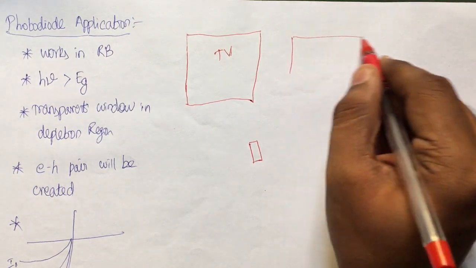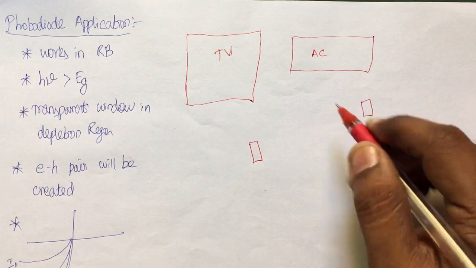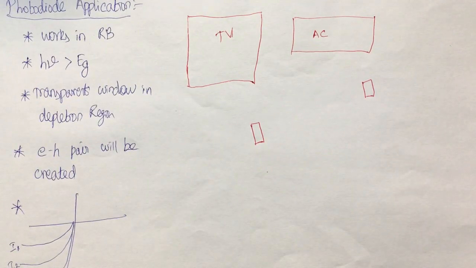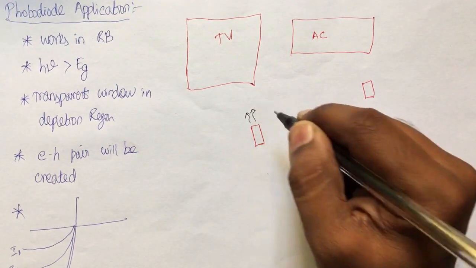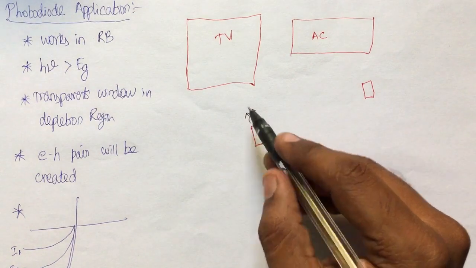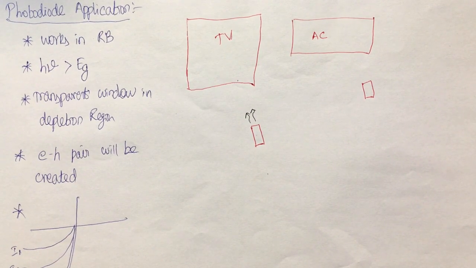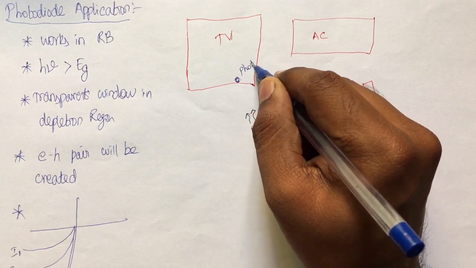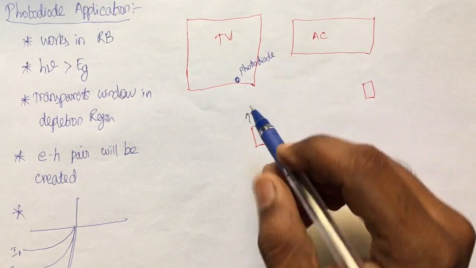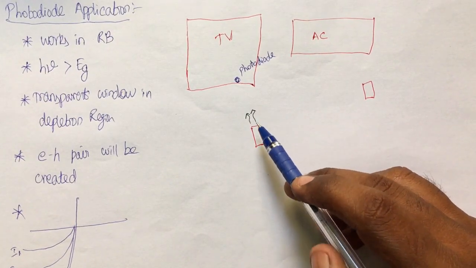And see here, I am going to have an AC. For this AC also I will have a remote. So when you press any button on your remote, a photon will travel. It has to be received by this TV. So what kind of reception is made in your TV? Here only we will have our photodiode. This photodiode is used to receive the signal which is transmitted from our TV remote.